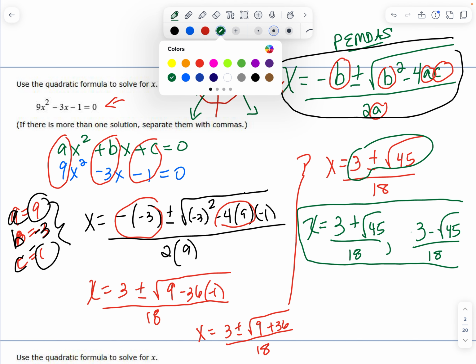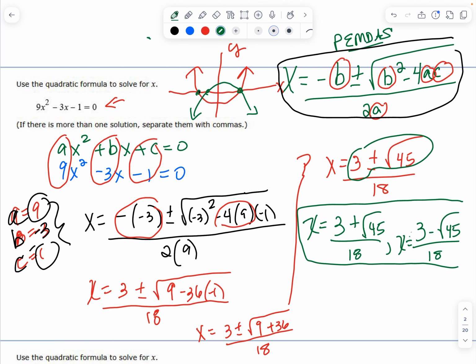Now, if you want to know how to reduce this, I could show you that. So 45 underneath the radical is made up of two numbers, 9 times 5. So what I'm doing is rewriting this as 3 plus the square root of 9 times 5 over 18. The square root of 9 is perfect, so that actually can come out. So you'd have 3 plus 3 times the square root of 5 over 18. This 9 just gave birth to the square root of 3, which ended up right here.